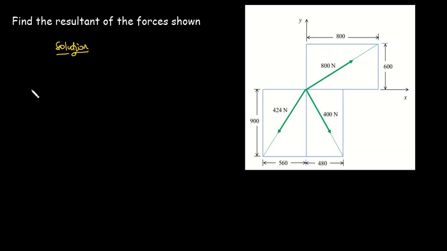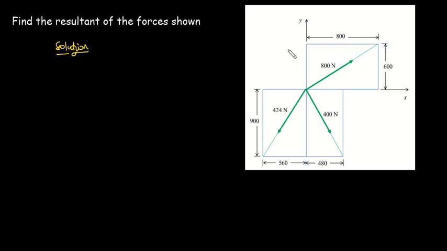So let's start with the first force, which I'll name as F1, which is given as 800 newtons. And the unit of the position vectors is in millimeters. Let's take note of that. All the units are in millimeters.